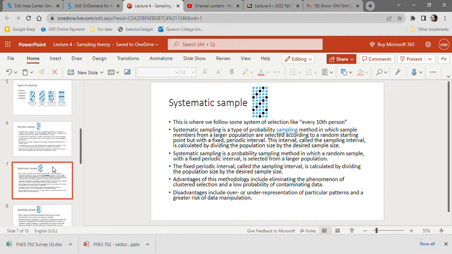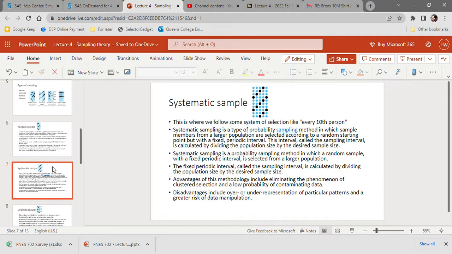And so let's also think about another systematic sample, right? I'll use a kind of a public safety example. Let's talk about motor vehicle checkpoints, where you're driving down a road, everybody stops, and they might do something like every third car or every red car or every 10th car, something along those lines, right? The fixed periodic interval is called the sampling interval. It's calculated by dividing population size by the desired sample size.